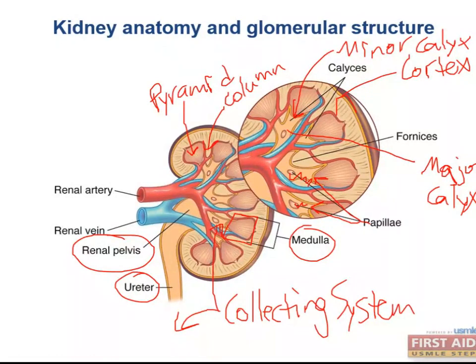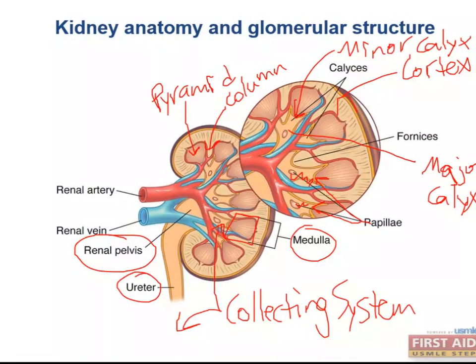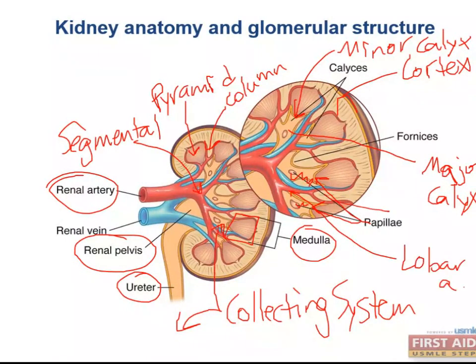Involuntary, so it's under autonomic control, and an external sphincter, which is under voluntary or somatic control. Now, the vascular system of the kidney begins as the renal artery, which then branches into segmental arteries. These then branch into lobar arteries. The lobar arteries then branch into interlobar arteries.